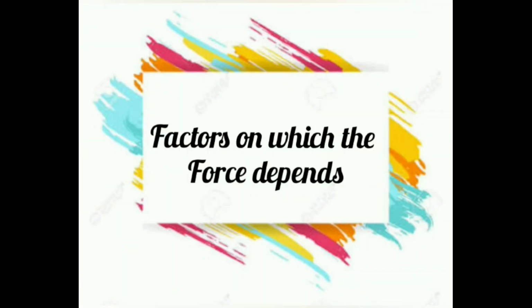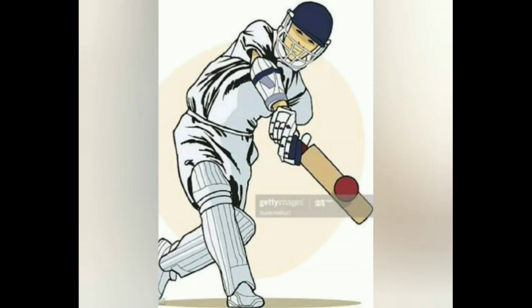Now we'll see the factors on which a force depends. Already we have learned the effects of force. Now we are going to learn the factors on which the force depends. The first one is effect. So imagine a cricketer. We all like cricket, right? So let's move on with the example of cricket. Imagine a batsman, if he wants to strike a boundary or a sixer, what should he do? He should give a tremendous force to his bat. So the striking force should be very high. Only then will the ball go to the boundary.